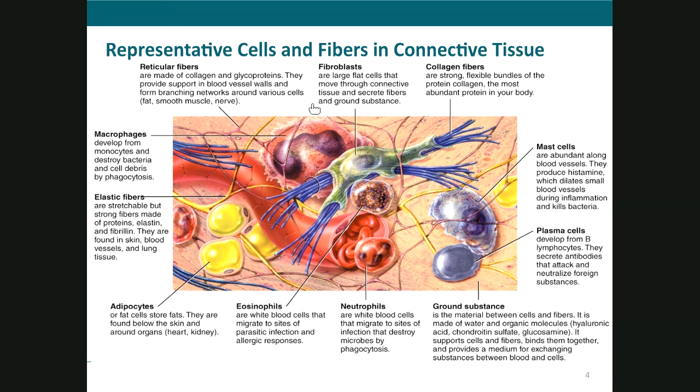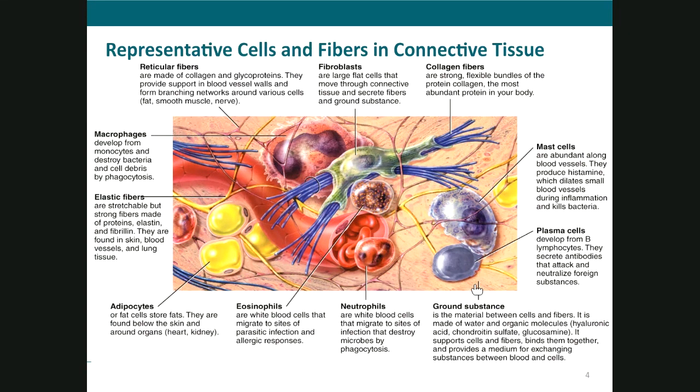First of all, it includes cells. As you can see here, an example. Fibroblasts secrete fibers, produce these fibers, and produce the ground substance. The next one is macrophages. Macrophages develop from monocytes, and the important thing about this is that they engulf bacteria and cellular debris. Plasma cells develop from B lymphocytes, and they secrete antibodies.